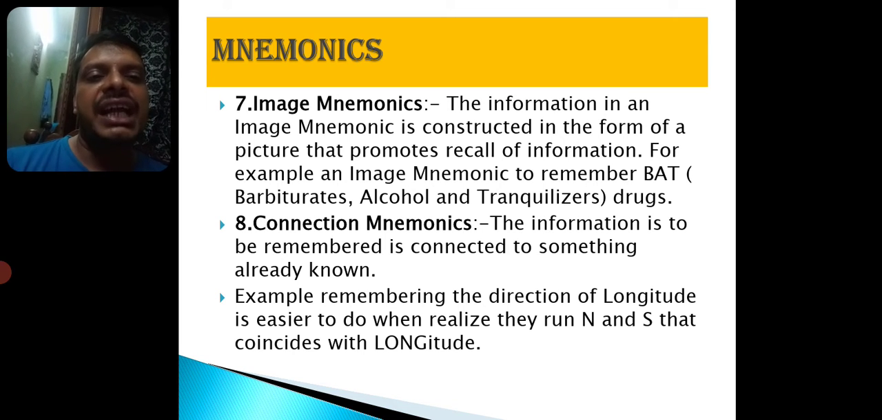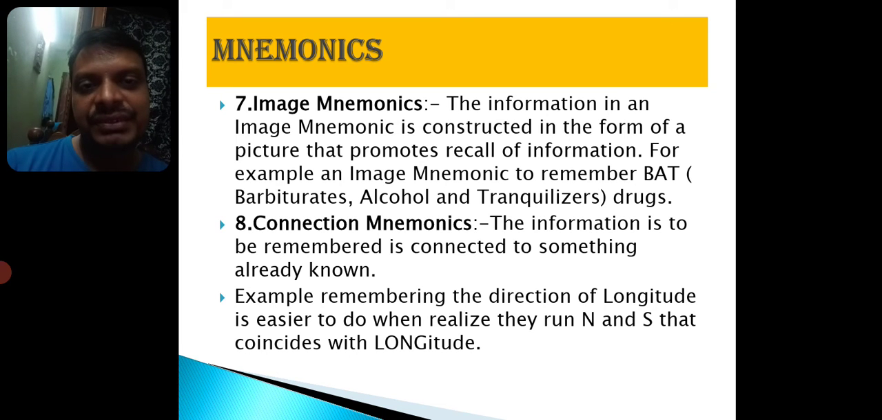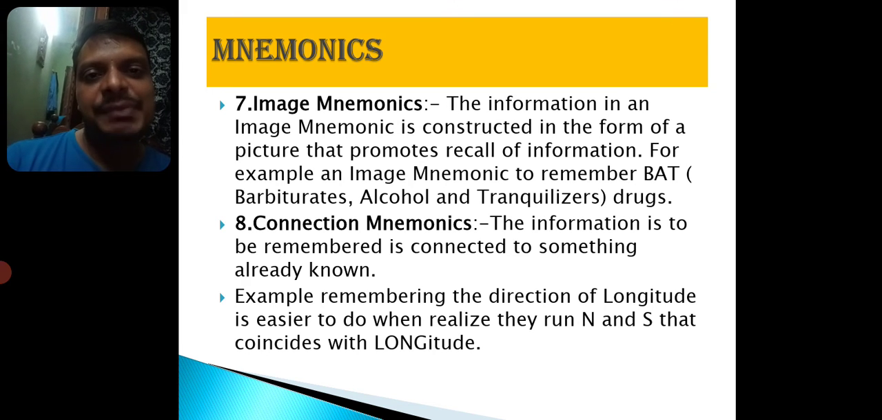The eighth one is connection mnemonics. The information to be remembered is connected to something already known. That means we are abstracting the knowledge from known to unknown. For example, children have to locate longitudes with N and S, the northern part and the southern part.